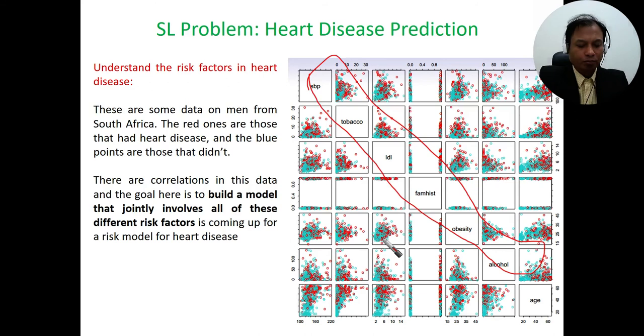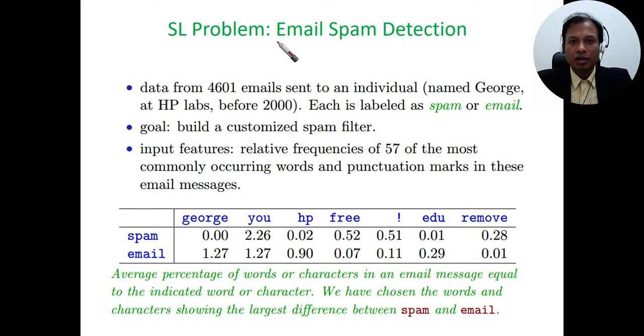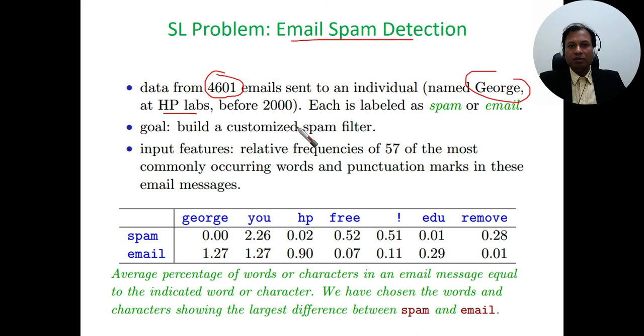So this is another statistical learning problem, that is email spam detection. And very much every day we receive spam, right? This data is a very old data, but it's still fine for our example. There are 4,600 emails that were sent to an individual named George, who was working in HP Labs, that is Hewlett Packard Labs, maybe before 2000 or something. And they manually labeled these emails as spam or real email, right? Now, the goal was to build a customized spam filter.